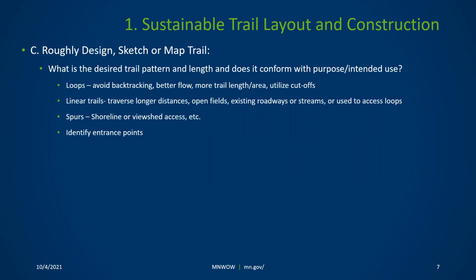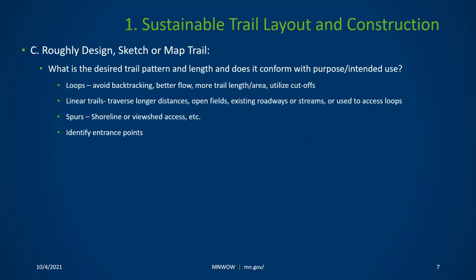Loops avoid backtracking, better flow, more length to area. We can create a little bit more diversity in the trail by using cutoffs. But again, those are good options for things like cross-country skiing or even hiking through your property, where maybe we don't want to backtrack. Maybe we want to just keep good flow through the trail. Some linear trails are good for traversing longer distances, field edges, open fields, but also straightaways are usually how we approach or cross roads if you have road crossings associated. I'm guessing maybe a lot of you don't, but there is the potential.